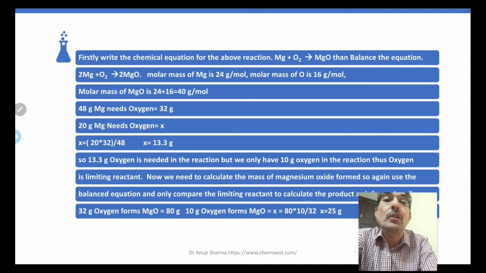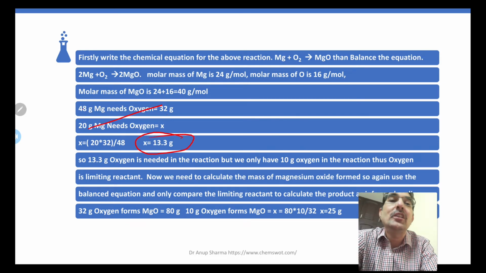20 gram magnesium will need how much? So we just suppose it is X amount, and we need to calculate this X. So X is equal to cross multiply between this 20 and 32, and 48 will be in the denominator. So X equals 20 times 32 divided by 48, and this comes as 13.3 gram. You can calculate, check whether it is correct. So we basically need 13.3 gram oxygen.